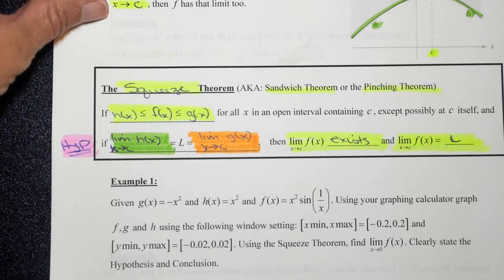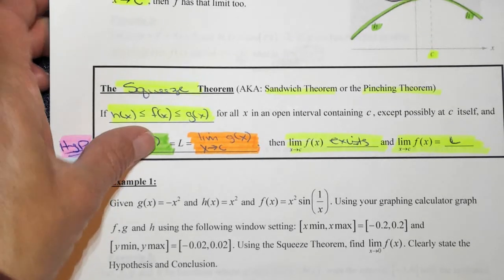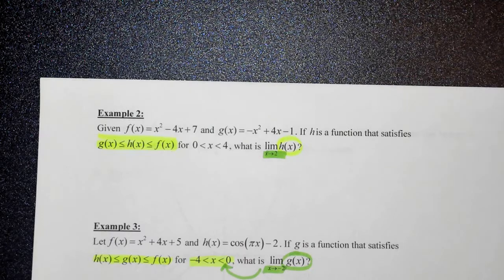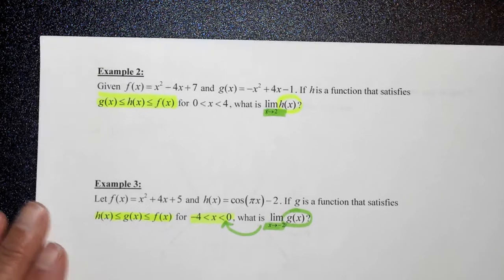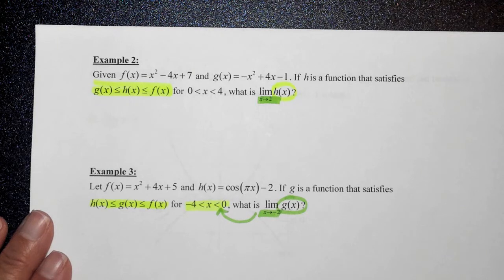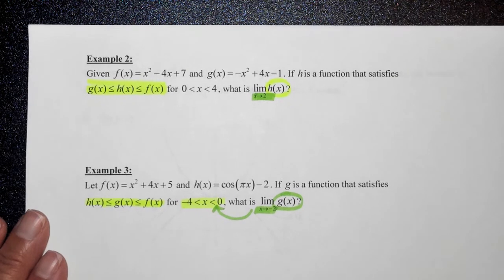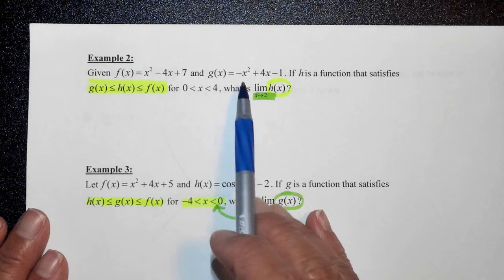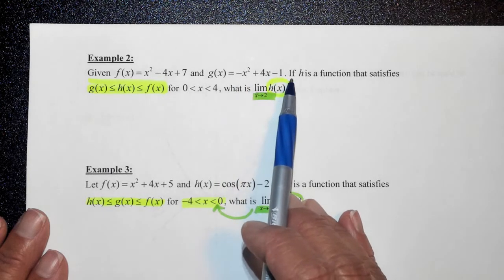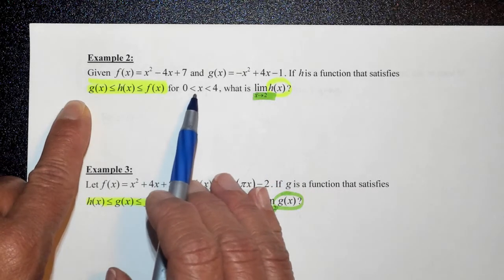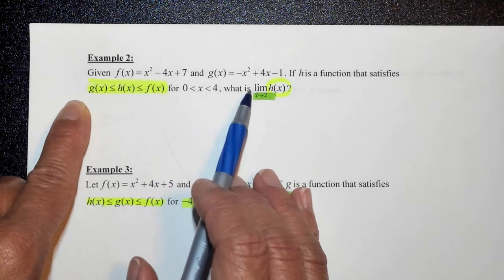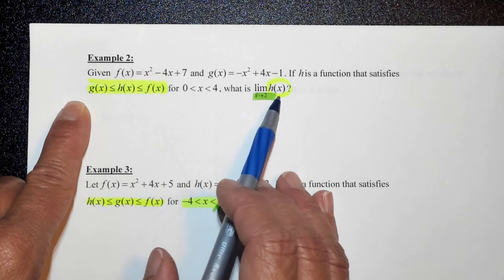Okay, so what I'm going to do is show you on the top of the next page how this applies. What we have in this example is some information, and this is how it would be given to you. It says given f of x is equal to x squared minus 4x plus 7, and g of x is equal to the given polynomial, if h of x is a function that satisfies the following over the interval from 0 to 4, what is the limit as x approaches 2 of h of x?